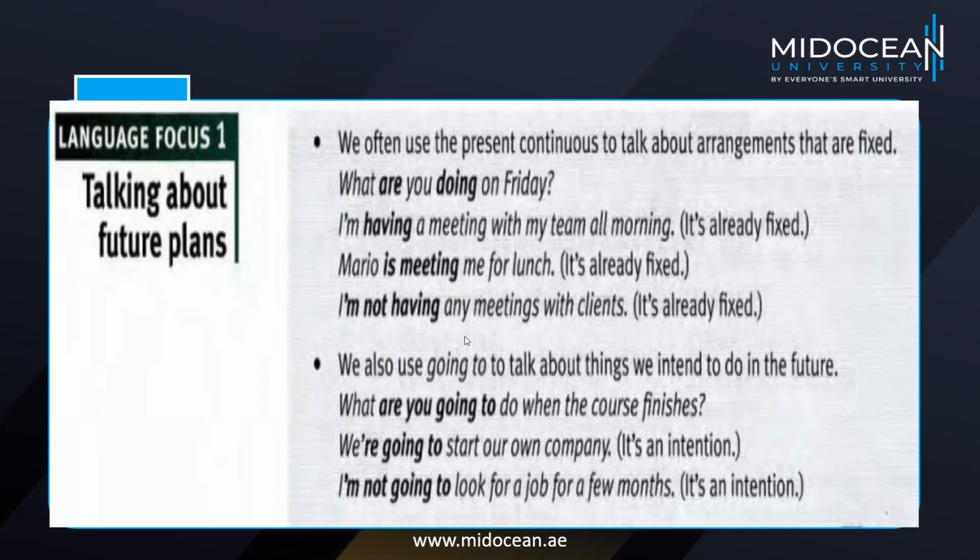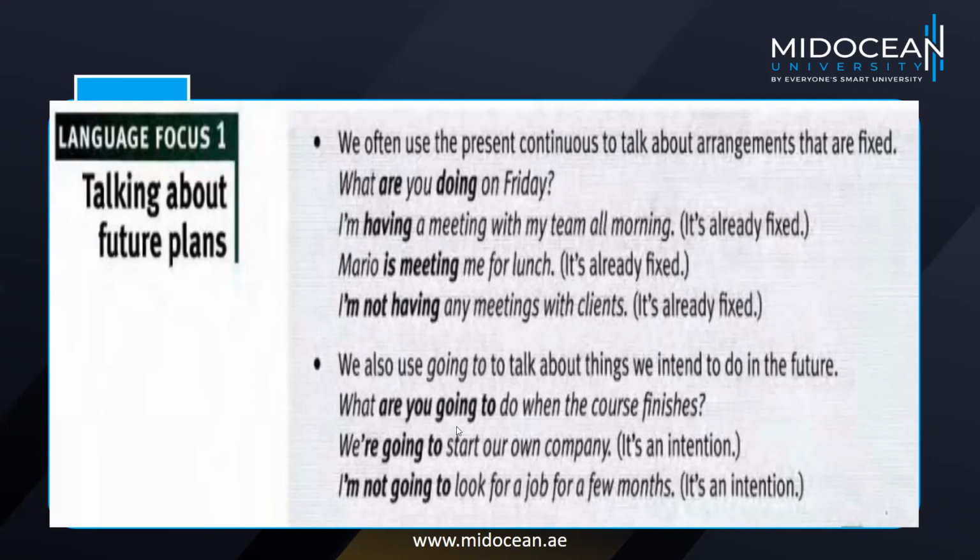طيب هو أنا ممكن أستخدم إيه تاني عشان في الفيوتشر غير ال present continuous؟ إحنا قلنا ممكن نستخدم will، ممكن نستخدم present continuous، كمان ممكن نستخدم going to. So we also use going to talk about things we intend. نخلي بالنا من الكلمة دي، intend يعني يقصد، يبقى في intention، في نية، okay، to do in the future. Again, going to talk about things we intend to do in the future.